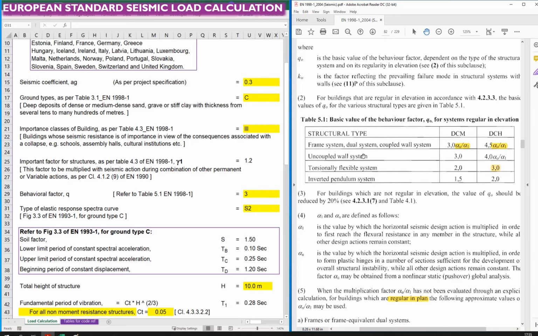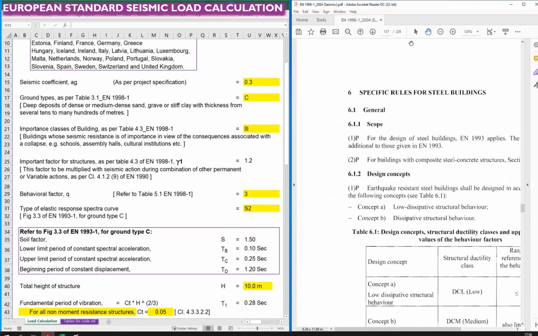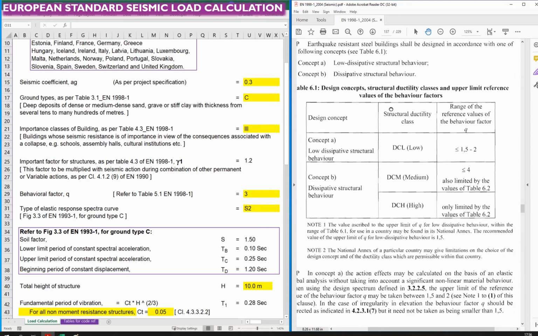If the structure is designed to be capable of holding the seismic forces, if it is built with ductility, then based upon that category, whether it is low, medium or high, that ductility category is defined as DCM, DCH, and DCL. For ductile category, we need to refer page number 137. So here in this table 6.1, it is explained.